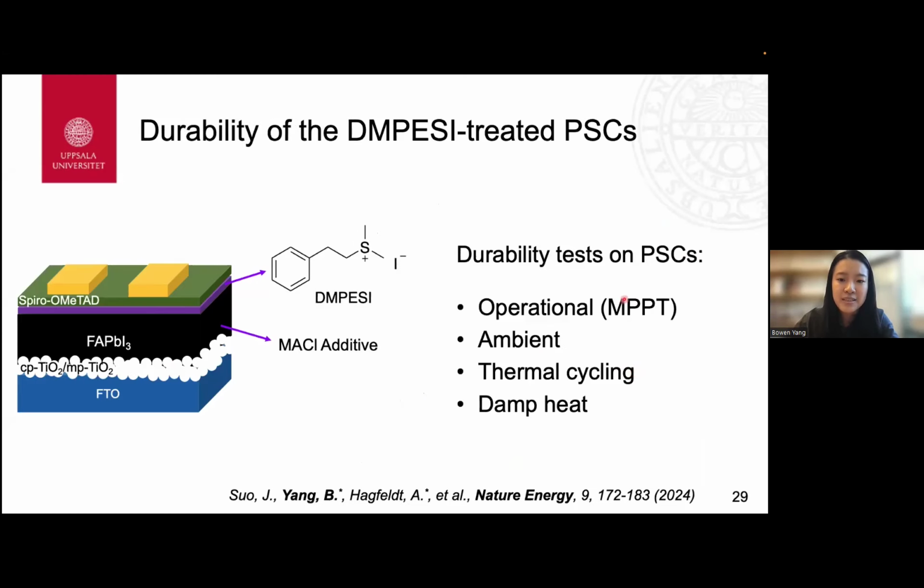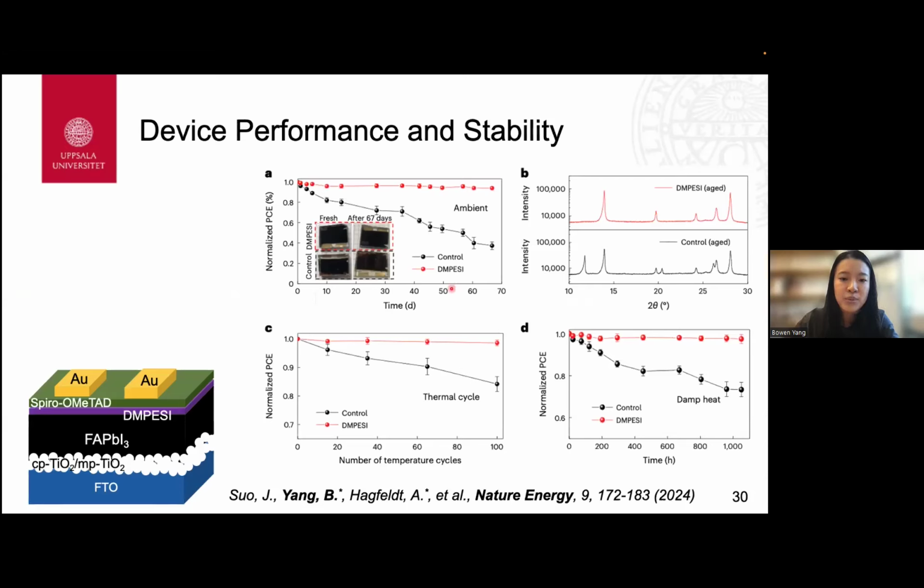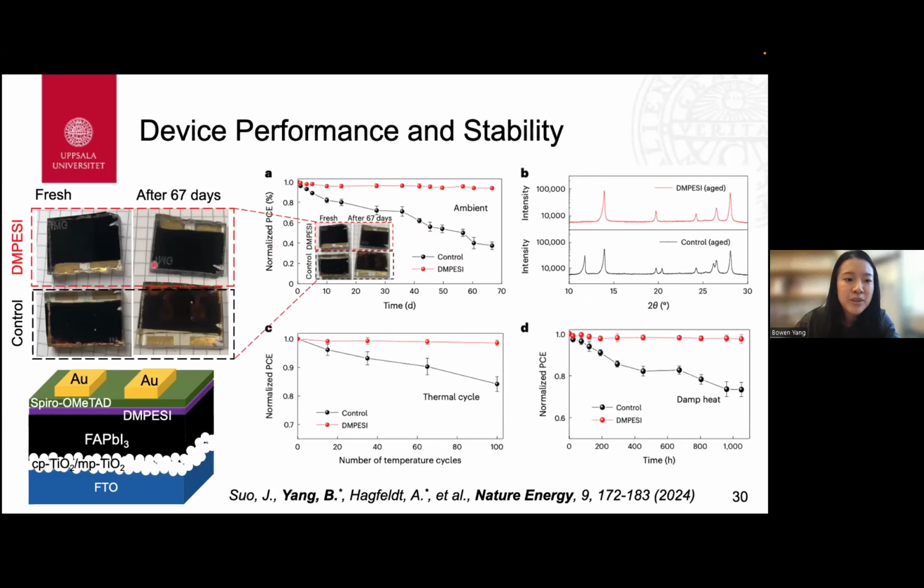More interestingly, in this work, we spent quite a lot of effort on testing and understanding the device stability upon treatment under various aging conditions. For example, we stored the unencapsulated cells in our drawer in ambient conditions for over 2 months. And from these pictures, the ones within this red box are DMPSI treated, and the black ones are control devices.